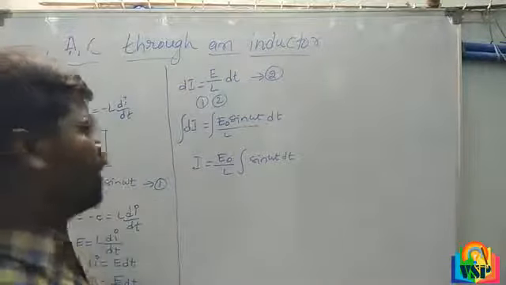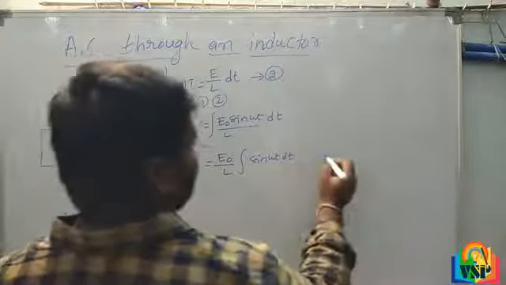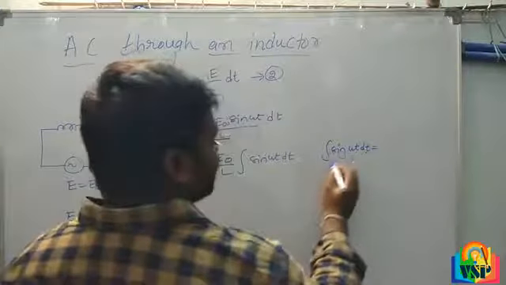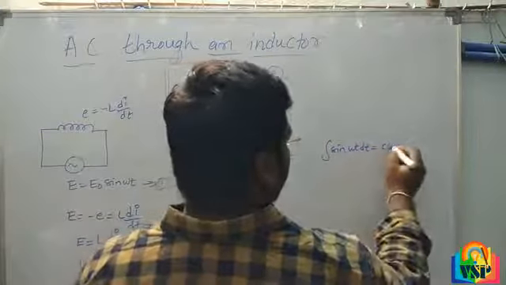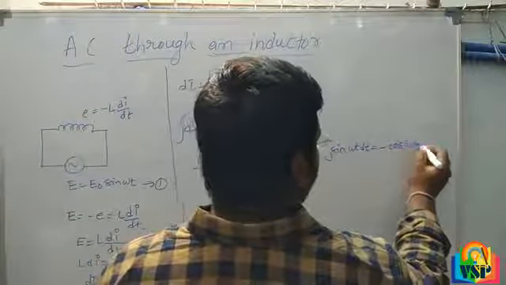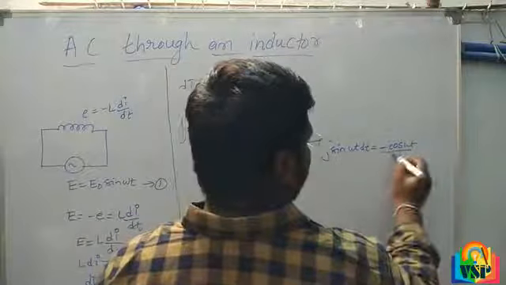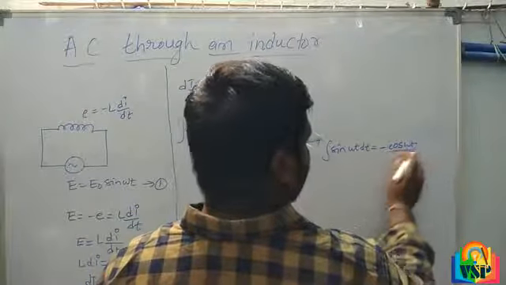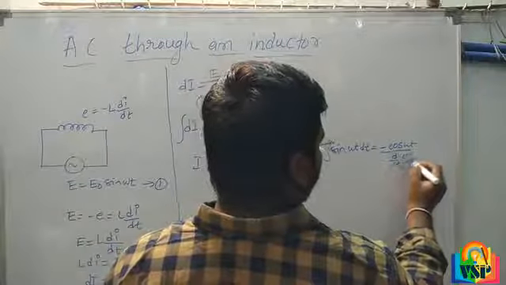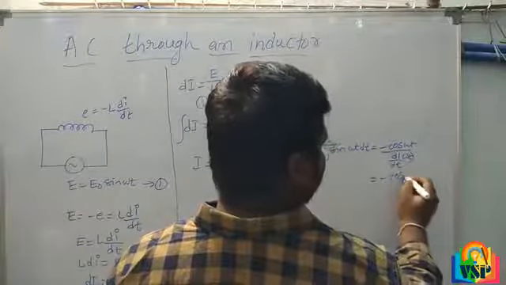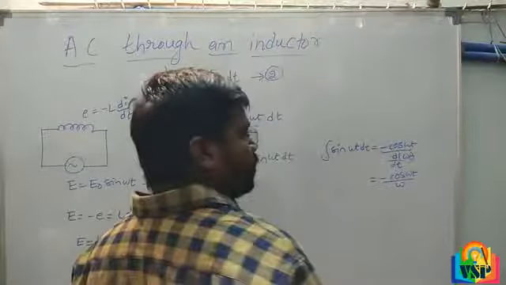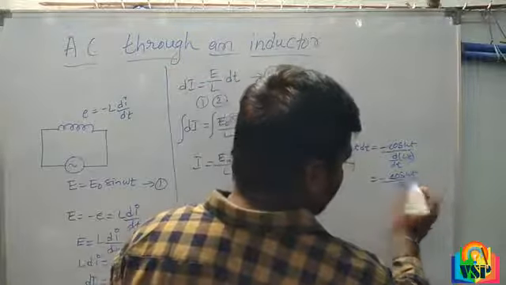Integration of sin omega t dt. So we know that the integration of sin omega t dt is equal to minus cos omega t divided by d by dt of omega t, that is, minus cos omega t divided by omega. We don't cancel omega here.